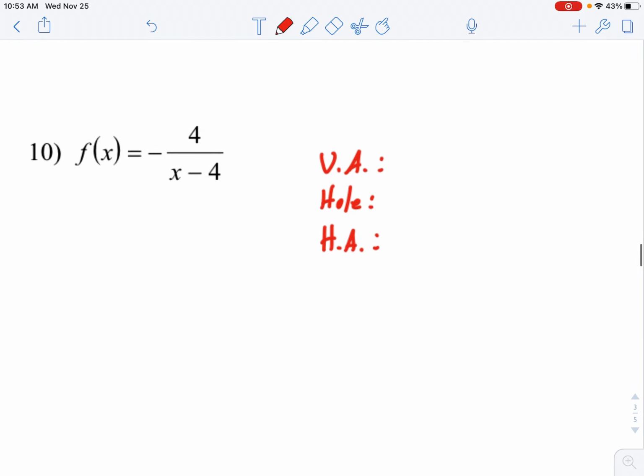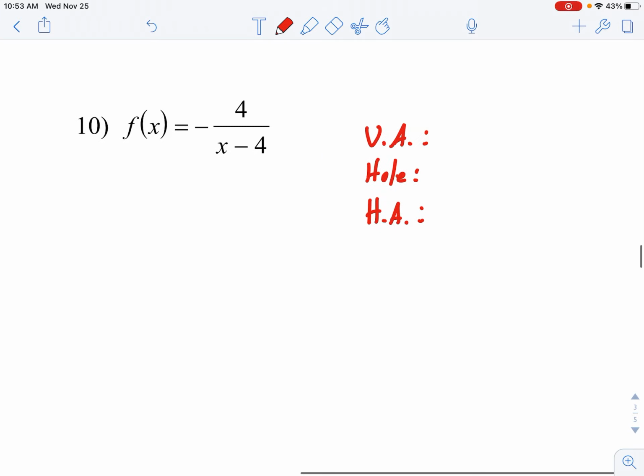Number 10. Factor the numerator and denominator. There's nothing to factor. For discontinuities, set the denominator equal to 0. You get x equals 4. There is no x minus 4 term on the top to cancel with, which means that this is a vertical asymptote. There is no hole, so none.